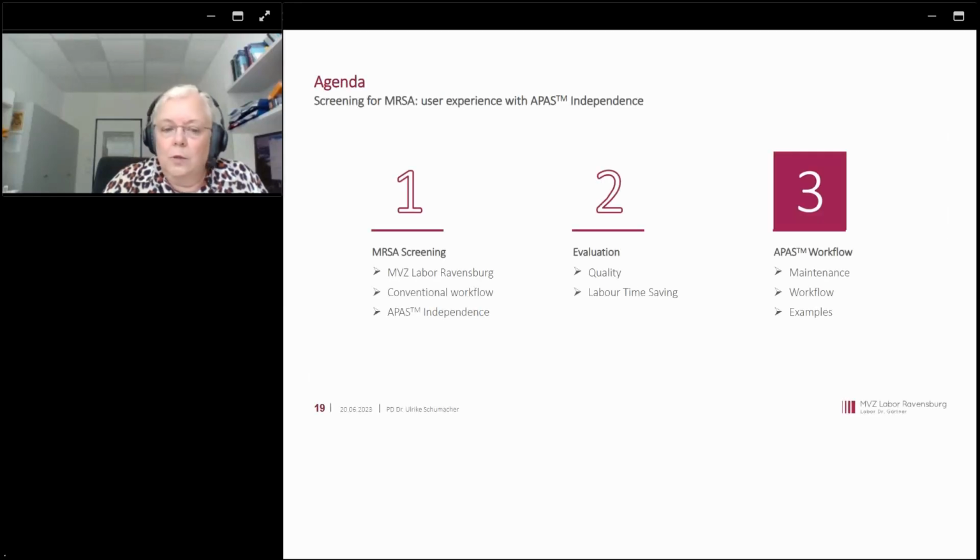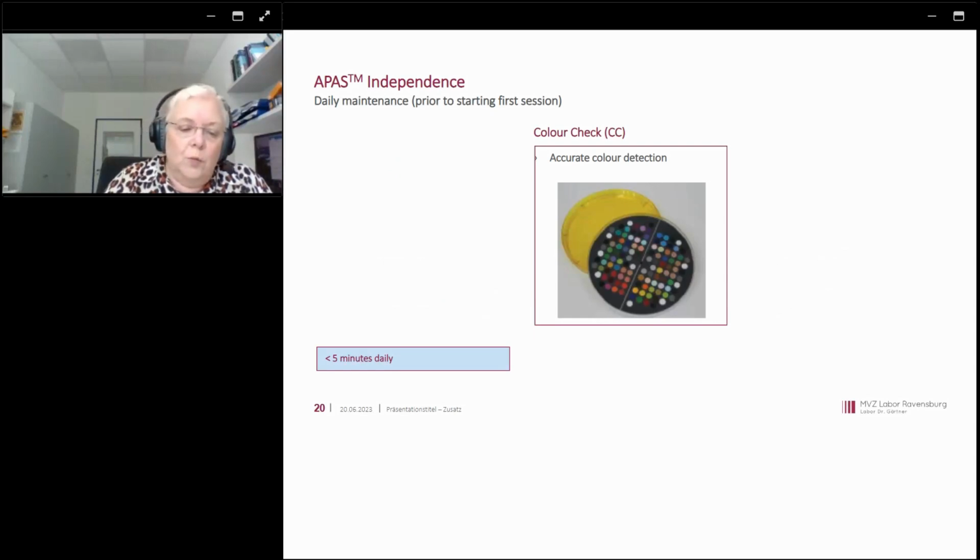In the last part, I will show you some steps you have to perform for EPIS system maintenance, as well as the workflow, how it works, and some examples of different results. First, in the morning, you have to perform a so-called color check. Because categorizing of colonies is based on special colors expressed, appropriate color detection must be ensured each day. So using a plate with standardized color dots, you are performing a kind of color standardization each day.